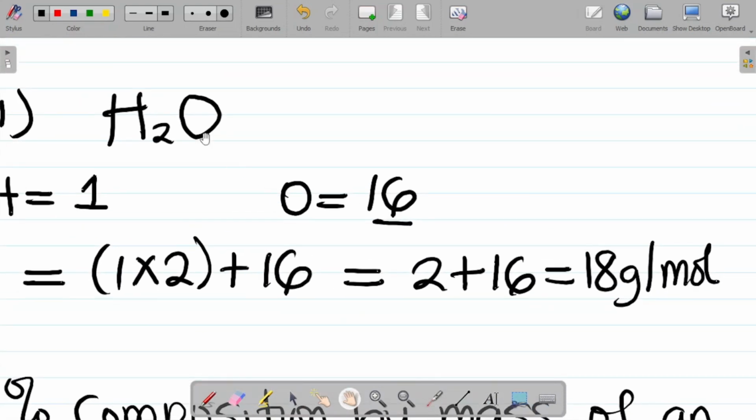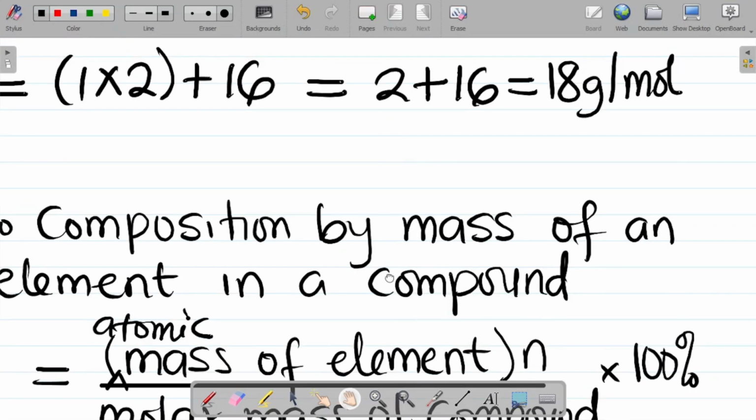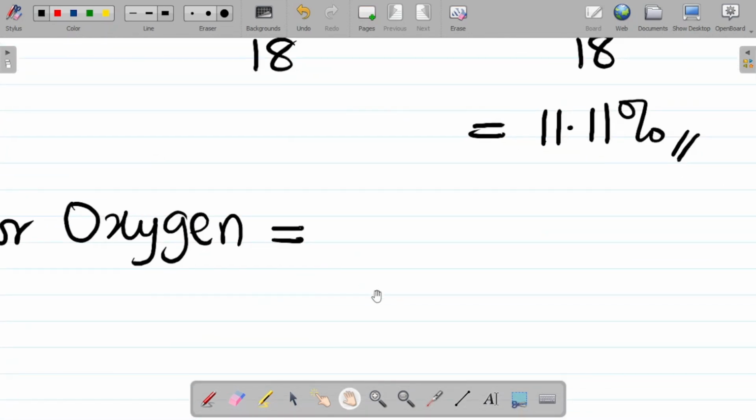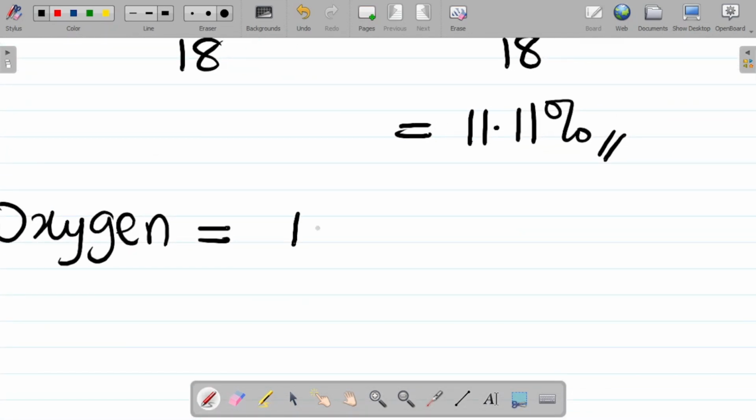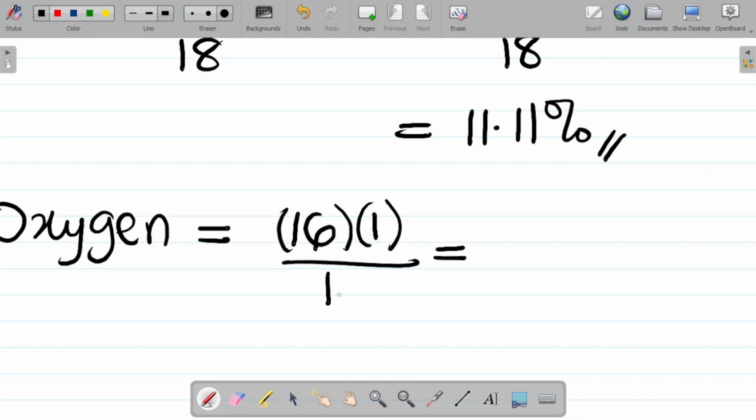Then N is the number of atoms. For this, you can see that you have just 1. There's nothing written here, but it's actually 1. So it becomes 16 times 1, that's equal to 16, the atomic mass of the element, times N, the number of atoms, just 1 for oxygen, all over the molecular mass, which is 18.